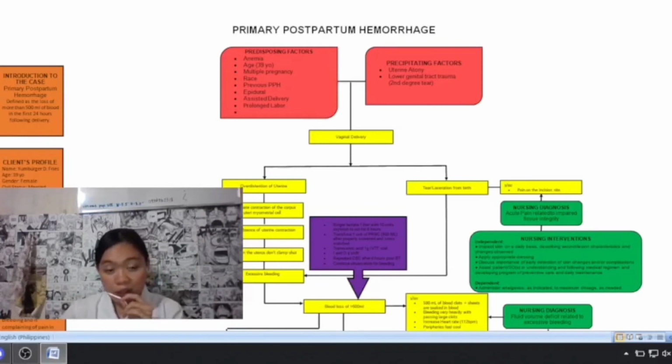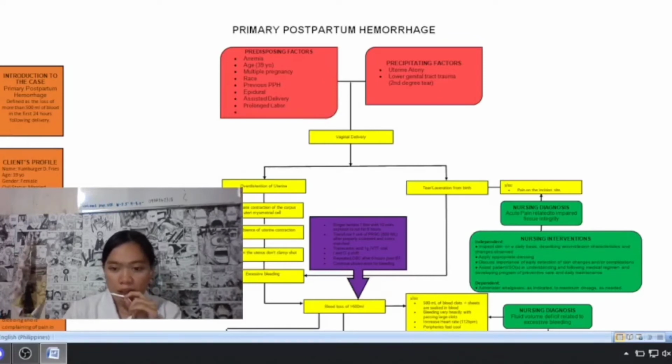Elevate the lower extremities to improve circulation of blood. Perform fundal massage for uterine contraction. Monitor input and output every shift. Offer a bedpan or assist the woman to the bathroom. Continue observation for bleeding. Administer lactated Ringer's 1 liter with 10 units oxytocin. Administer tranexamic acid and oxygen by face mask. Transfuse 1 unit of PRBC. These are the pharmacologic interventions that help in postpartum hemorrhage.